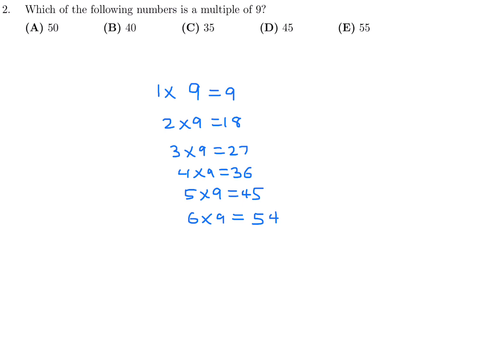And now let's look at these numbers. Are any of these numbers any of these numbers? The only one that matches is this one right here. This 45 is right here. So that's the only multiple of 9 among the answer choices. So number 2, the answer is D.